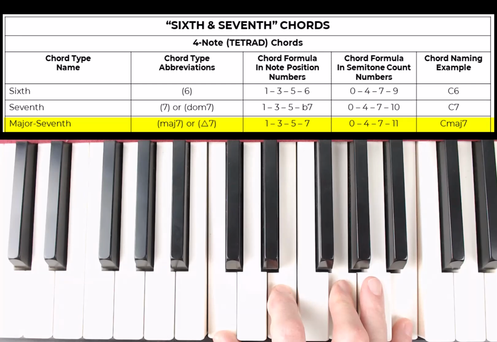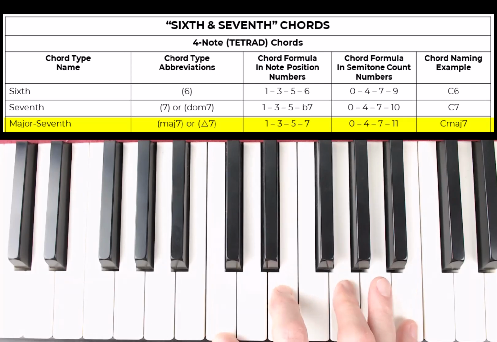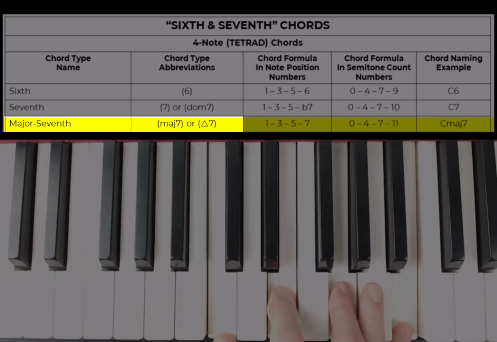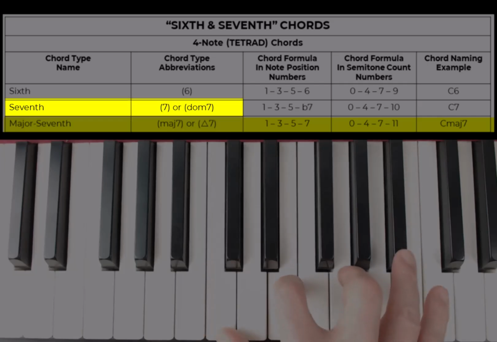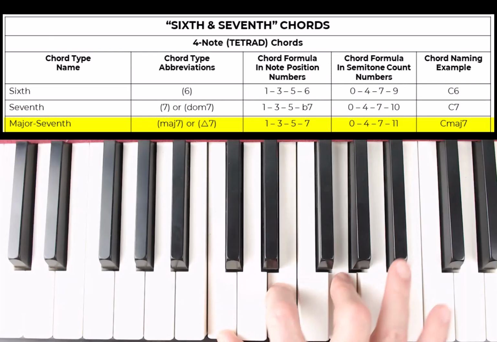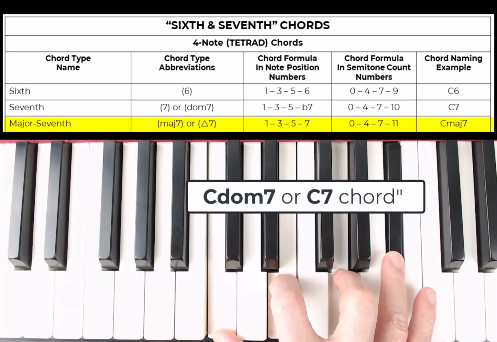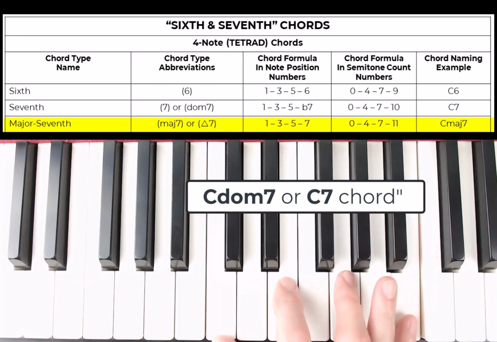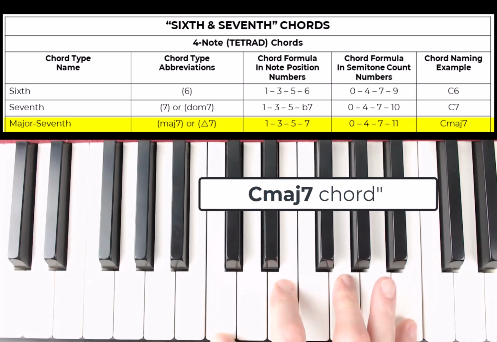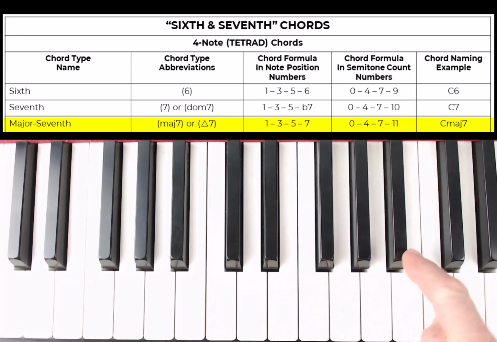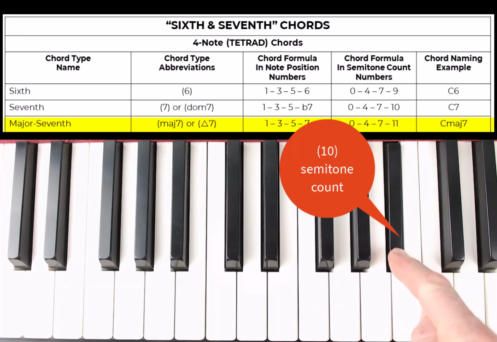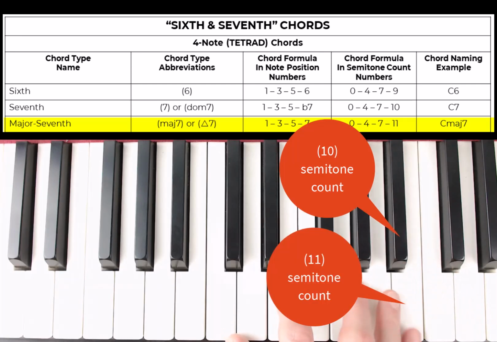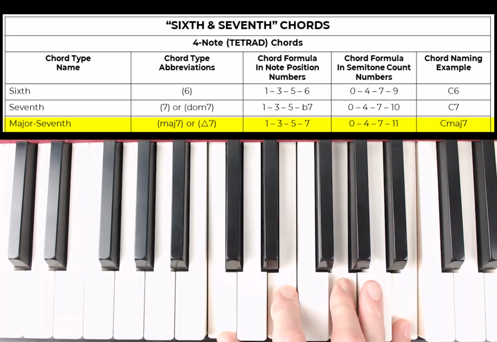So in an attempt to reduce the confusion, the major 7th term helps us distinguish from the dominant 7th. So here's the dominant 7th, or what typically is just called the 7th. People got lazy with that, versus the major 7th. It's only one note different. It's between the 10 semitone count and the 11 in this particular example of C.